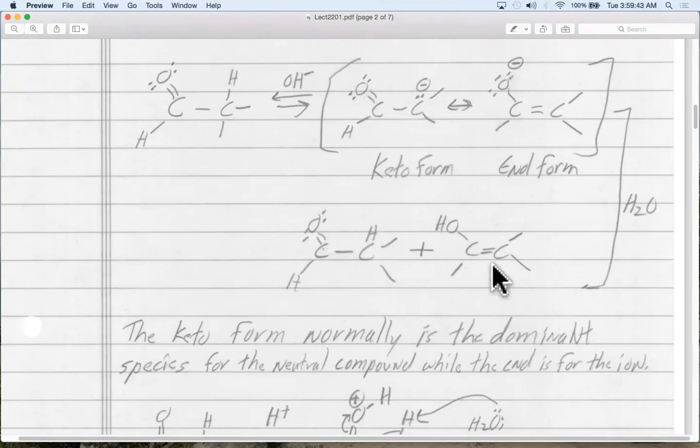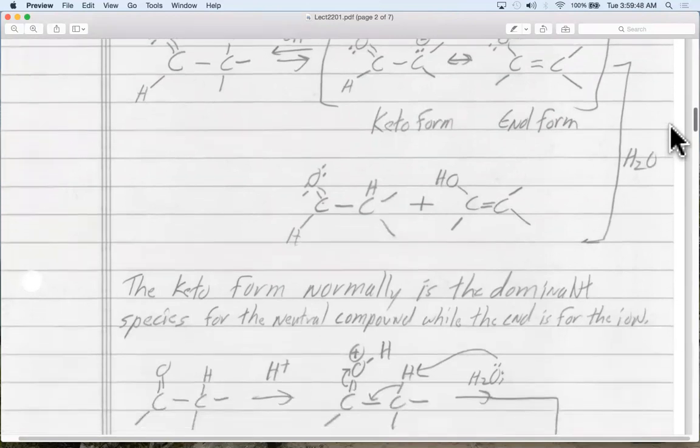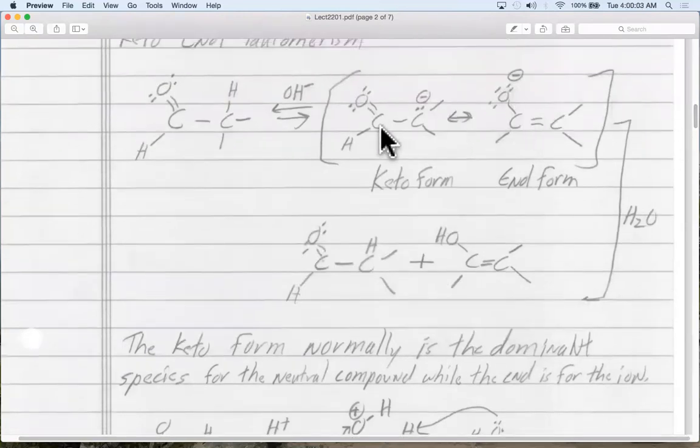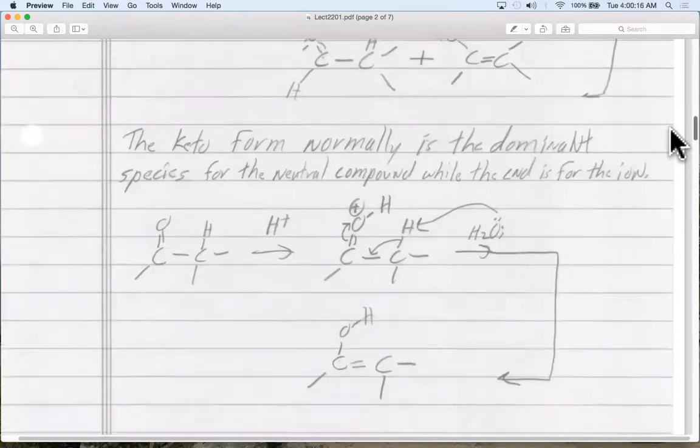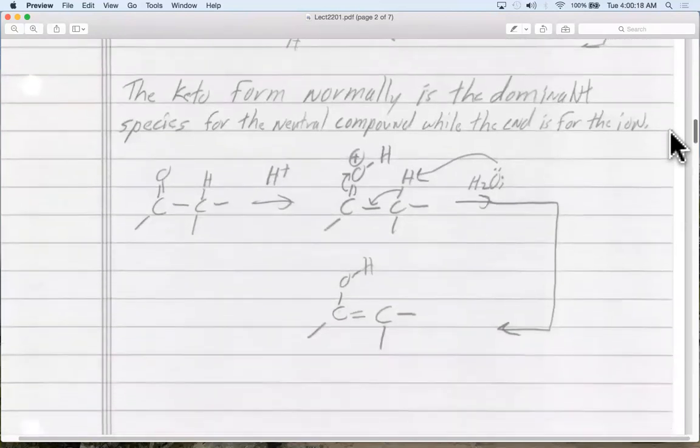Now listen carefully. Normally the keto form is the more dominant species in neutral solutions. But if it's a negative species, the enol form is the more stable one. If you deprotonate it, the enol is more stable than the keto. And that makes sense because notice that the negative charge is on the oxygen versus being on the carbon. So we're going to look at how that interacts in just a little bit.